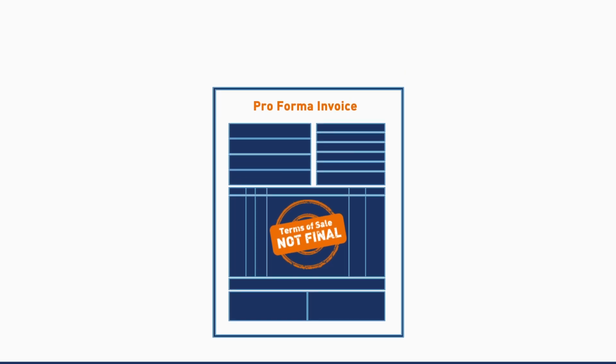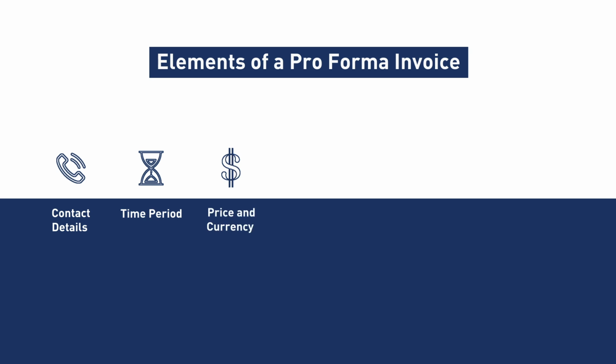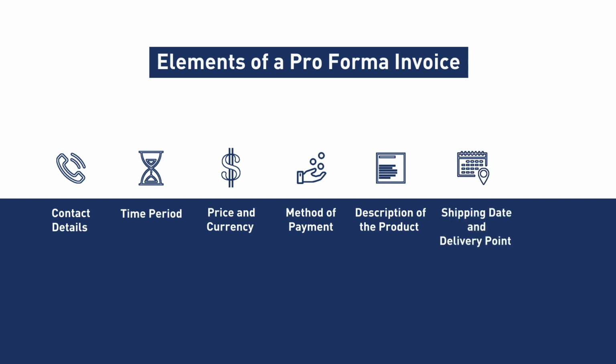A pro forma invoice typically contains the following elements: contact details for you and the buyer, the specific time period for which the quote is valid, such as 30 days, the price and currency of the quote, the method of payment, such as cash on delivery or letter of credit, a detailed description of the product, including dimensions and weight of the items when packed for shipment, the shipping date and delivery point, and the terms of sale, either with a generic term or an Incoterm.